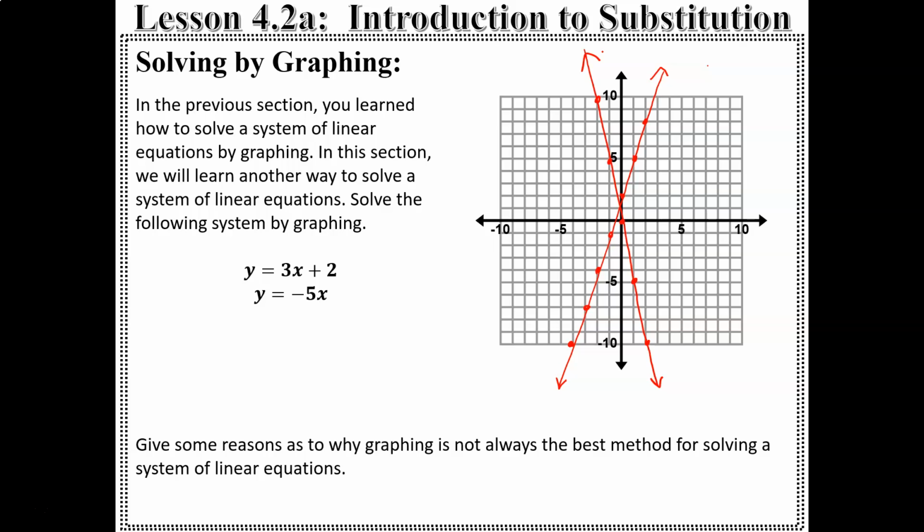There are some reasons why graphing is not always the best method. If you move your ruler over a little, you might not get an accurate point of intersection, but the main thing here is the intersection isn't a whole number. So there are some other ways that I'm going to show you to find the solution.